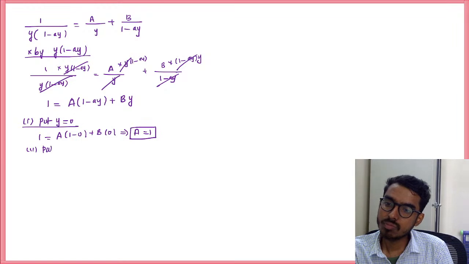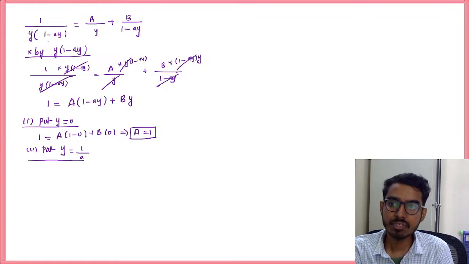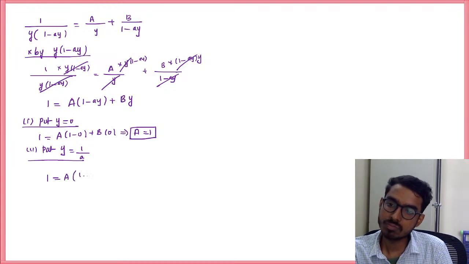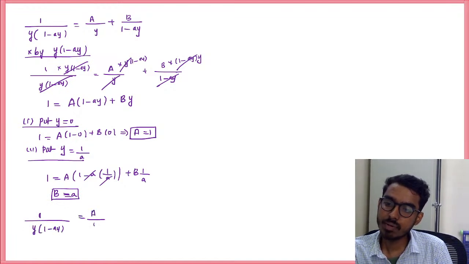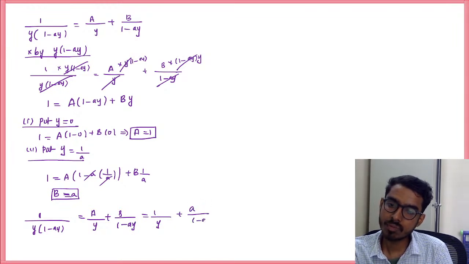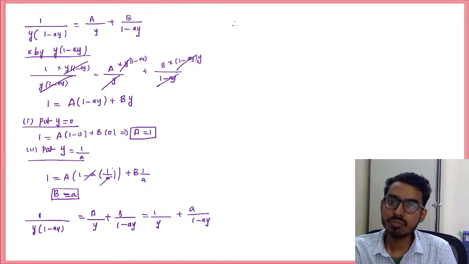And you put y is equal to 1 by a, right? So that this term will be 0. This term will be 0 when 1 is equal to ay, y is 1 by a. So we will be left with b is equal to a. So therefore, I can write 1 by y into 1 minus ay as a by y plus b divided by 1 minus ay. So a is 1, so 1 by y, b is a, so a divided by 1 minus ay, right?